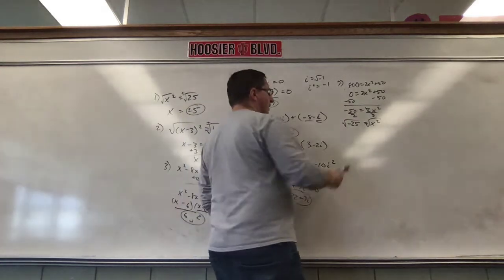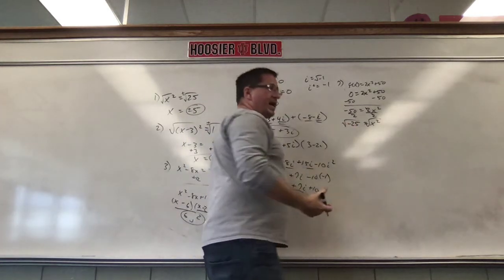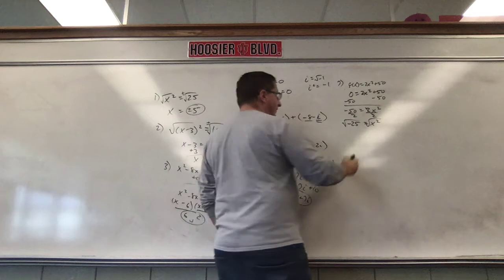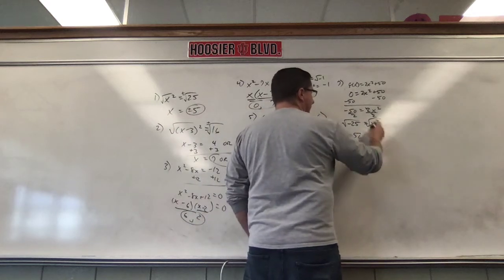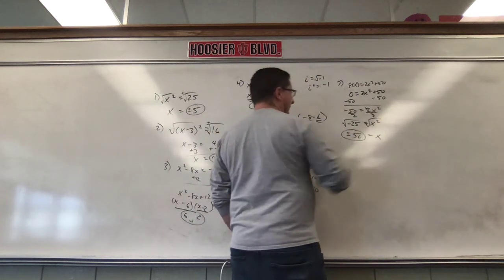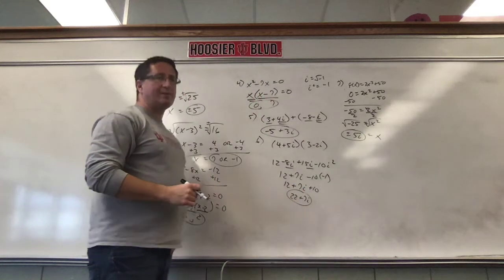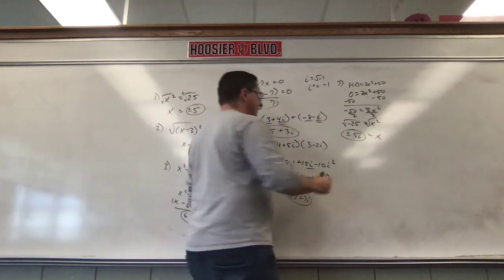Okay? So radical 25 is 5. So radical negative 25 is 5i. Be careful though, I square rooted, so I gotta have plus or minus 5i. Okay? So it's 5i and negative 5i. Number 8.